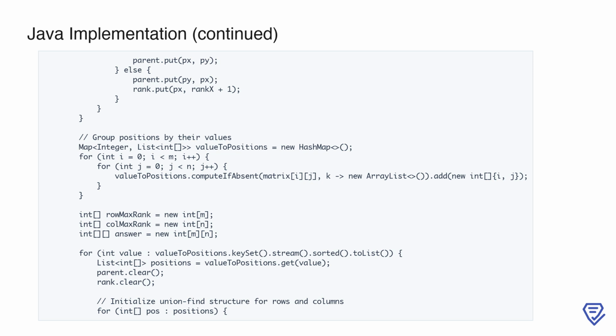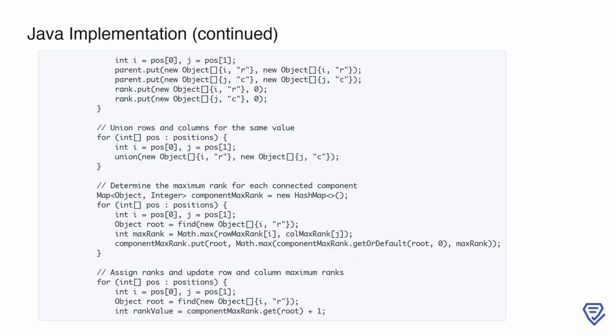For each unique value in the matrix, we retrieve the list of positions associated with that value. Before processing these positions, we clear the parent and rank maps to reset the union find structure for the current set of positions. This ensures that the union find operations for each value are isolated, allowing us to handle each value independently. We then initialize the union find structure by creating separate sets for each row and column in the current value group, associating them with unique keys in the parent and rank maps.